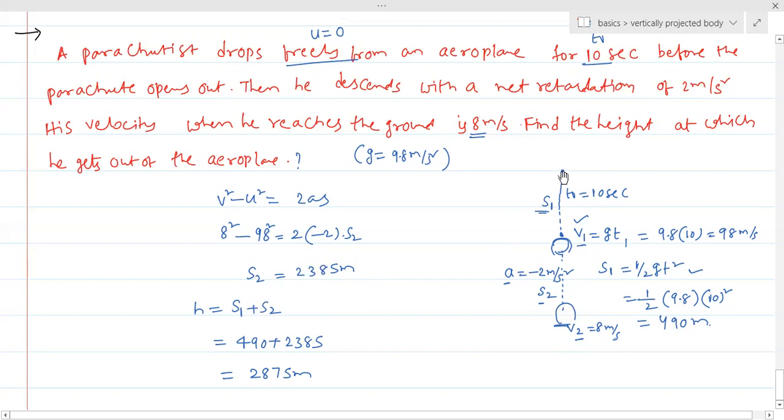The total height means the distance before opening the parachute and after opening the parachute. We need to add those two values. So we will get s1 plus s2. By adding those two, we will get around 2815 meters.